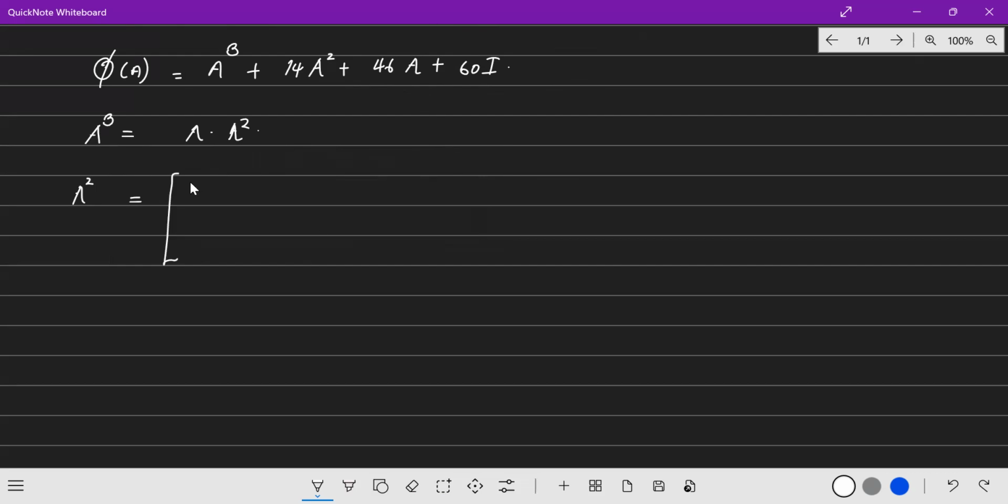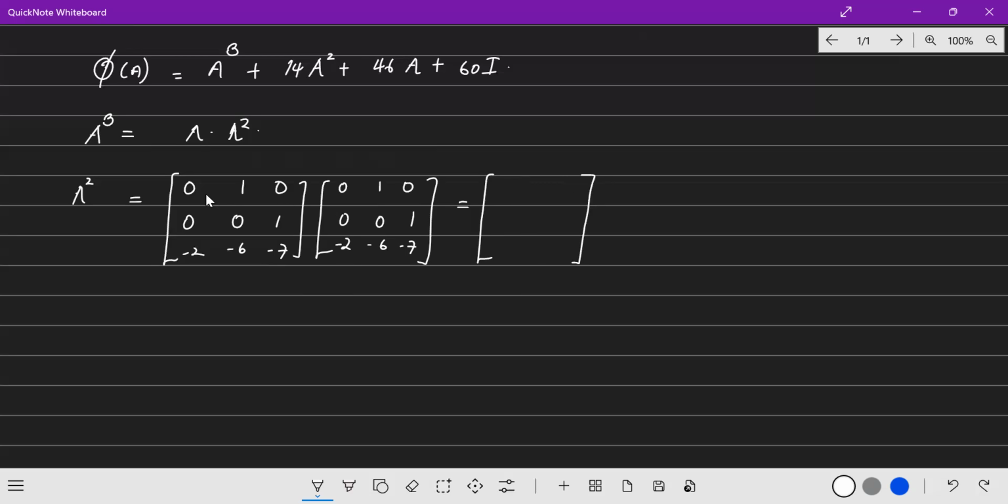Multiplied by itself, right? Okay, so 0, 1, 0, 0, 0, 1, -2, -6, -7. This is our matrix A, right? And then again multiplied by matrix A itself: 0, 1, 0, 0, 0, 1, -2, -6, -7, right? So let us multiply. This is a 3 by 3 matrix, so the order again will be 3 by 3, right? So 0 by 0, that is 0, okay? Row by column, right? So 0 by 0, 0, plus 1 by 0, that is 0, 0 by -2, that is 0, right? So the first element here should be equal to 0.